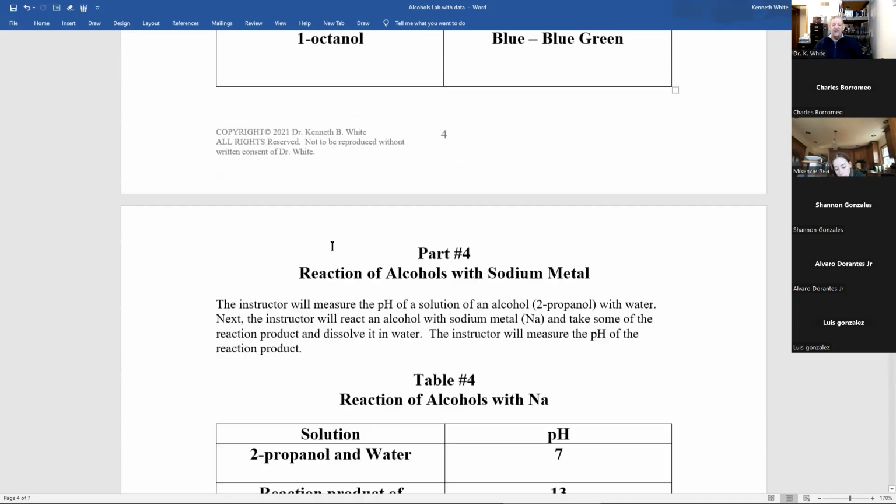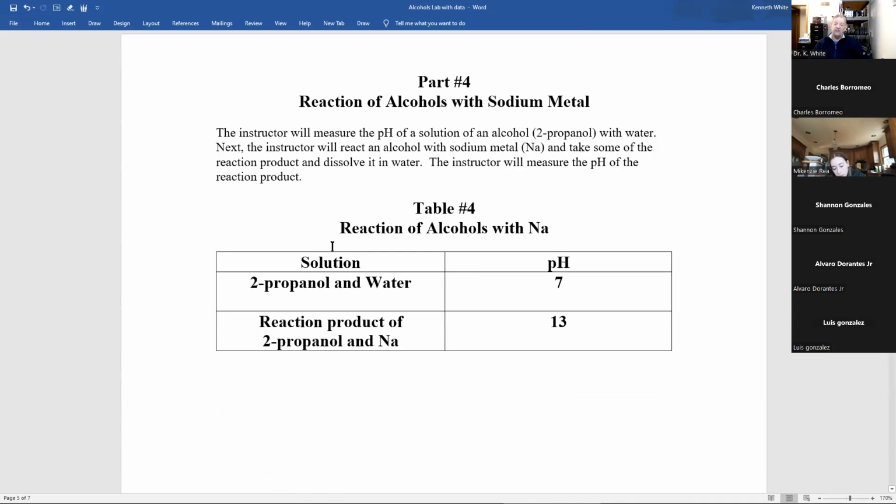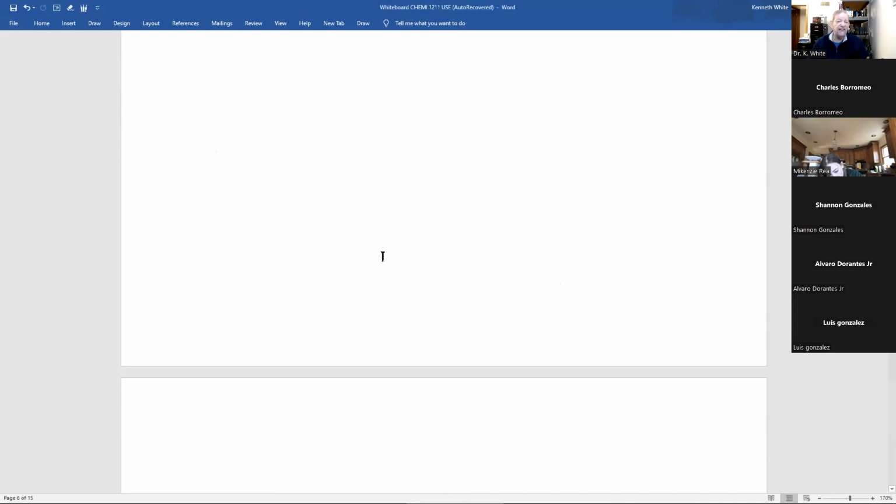And finally, let's do the last part. This is cool. Here, that's the reaction of an alcohol with sodium metal. Let's take a look at that reaction. It's something I didn't teach you in the lecture part of alcohols, but I like to teach you this.